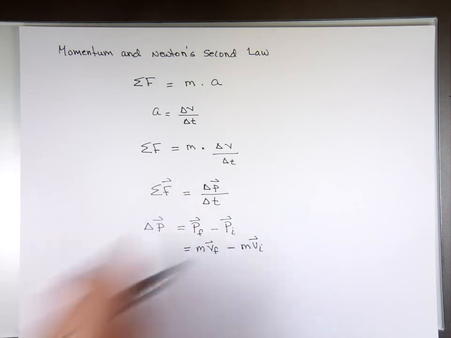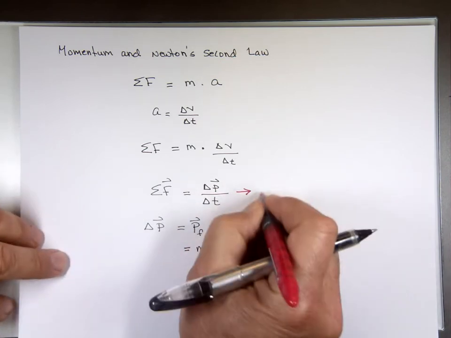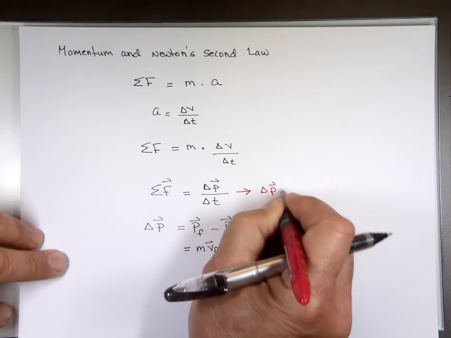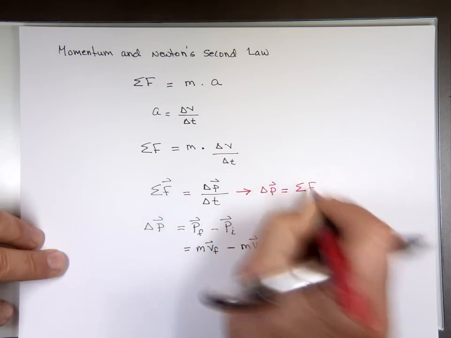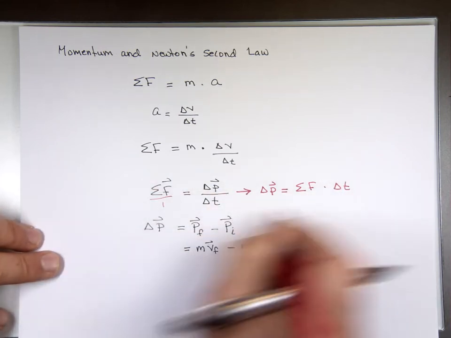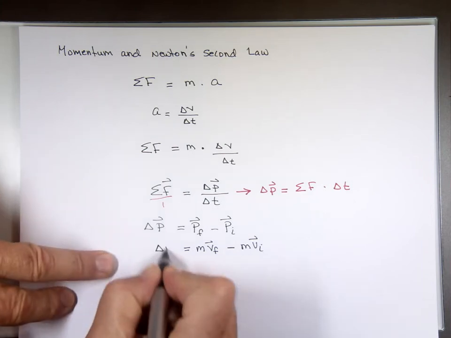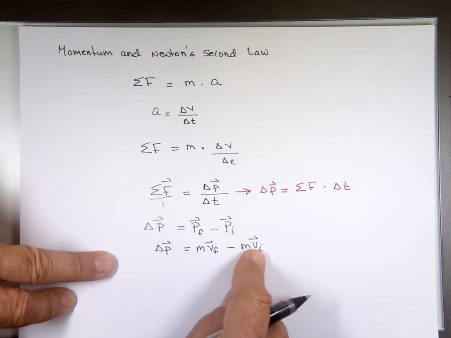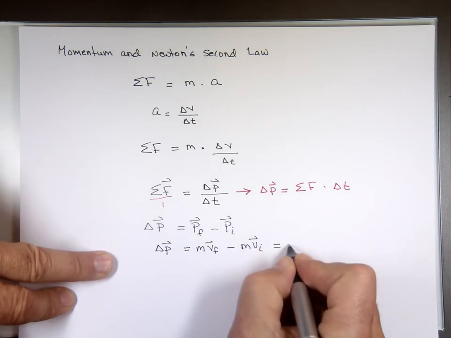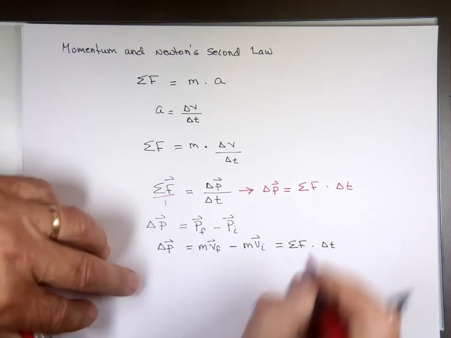Now let's go back to that equation here. Can I rewrite this equation? I can say change in momentum is equal to the net force times change in time. Cross multiply, that's over 1. If you cross multiply that, you end up with that equation. And since change in momentum is equal to this, and that's also equal to this, there's the equation I'm trying to derive, right here.